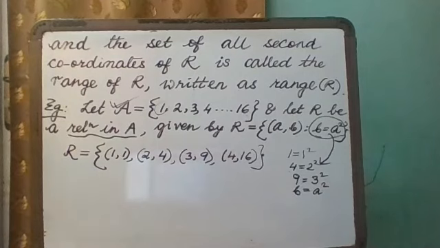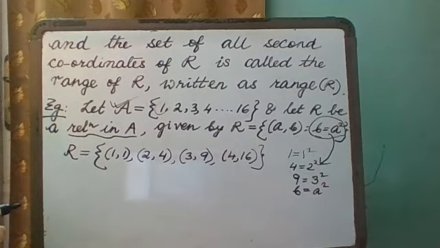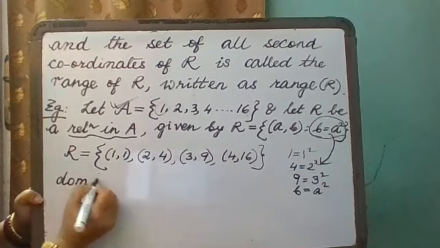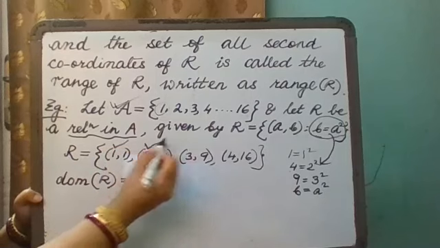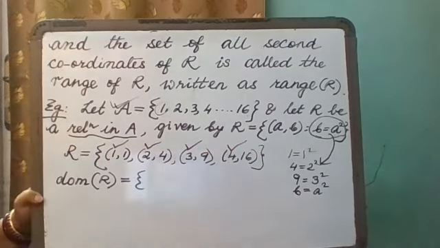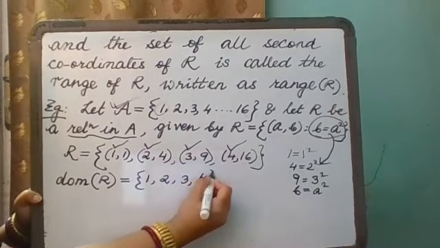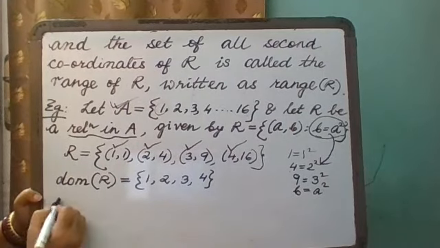Now, the definition of domain, I have erased it. Refer to the definition you have written. Domain: the set of all first coordinates. This you have done in 11 also. So dom R will be the first coordinates. From every ordered pair, take the first component. So 1, 2, 3, 4. This will be the domain of R, the set of all first components or first coordinates.